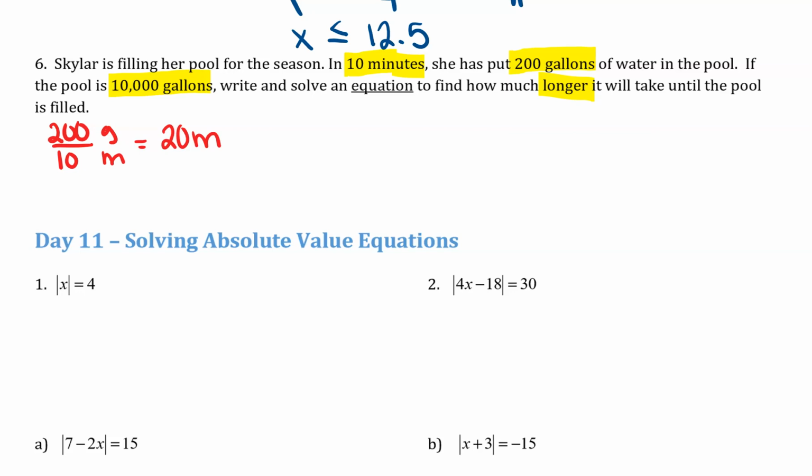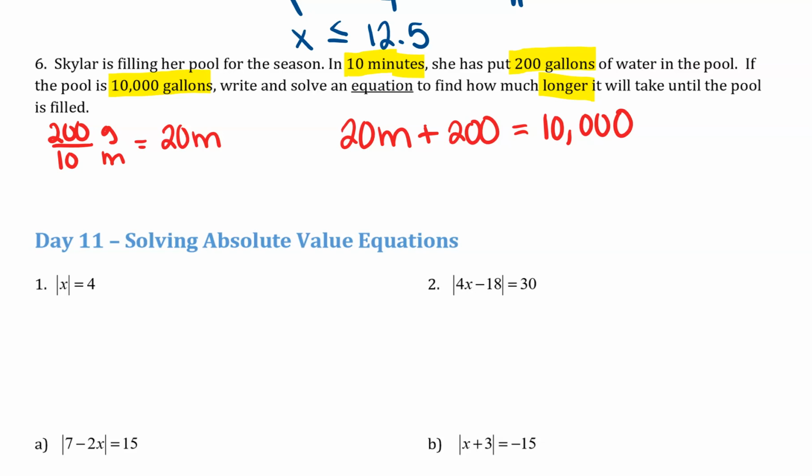So I know that she can fill up 20 gallons per minute, plus I know she has already put how many gallons in there? 200 gallons in there. And I know that I need that to equal how many total gallons for the pool? 10,000. So 20 gallons per minute plus the 200 gallons that are already in the pool needs to equal a total of 10,000 gallons. And that's pretty much all the information we have. That's all we need.